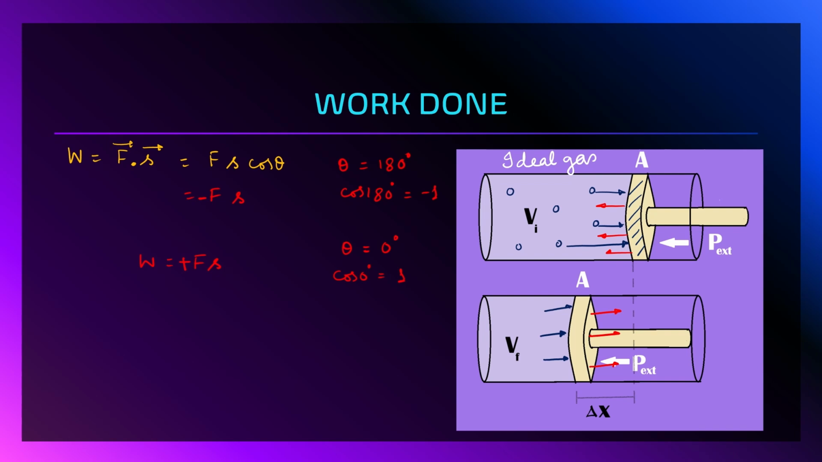Now point to be noted here is the angle in any case is going to be either 180 degrees or 0 degrees. Therefore, the expression for work done is -Fs or +Fs always. If we think in a different way, when are we going to get -Fs? When the piston is moving inward, the gas is getting compressed, hence this will be the negative work done, and we call it compression.